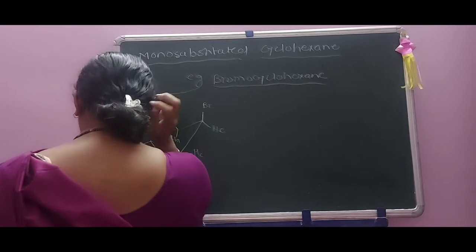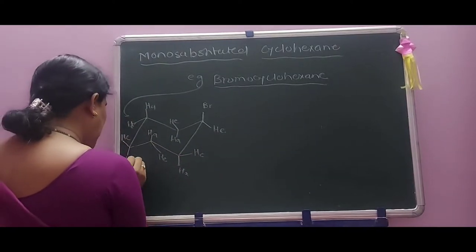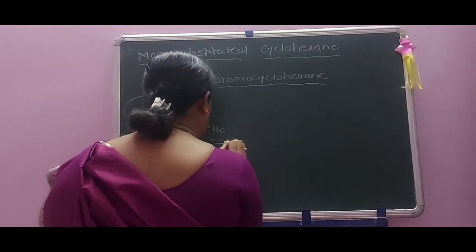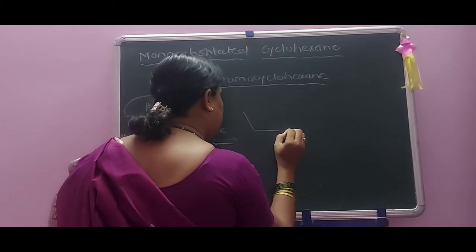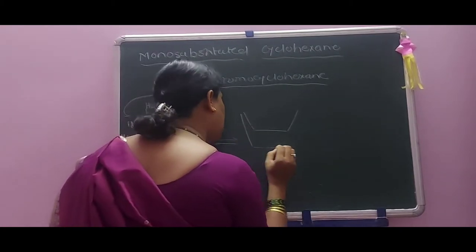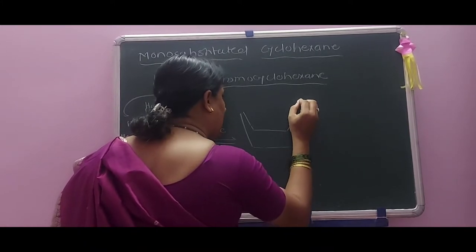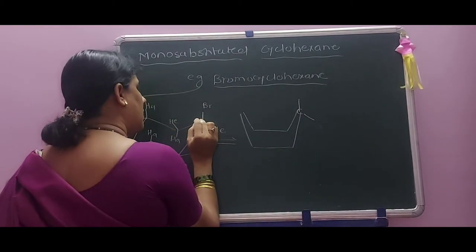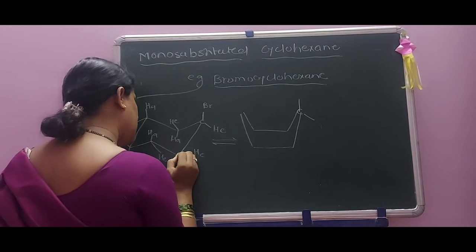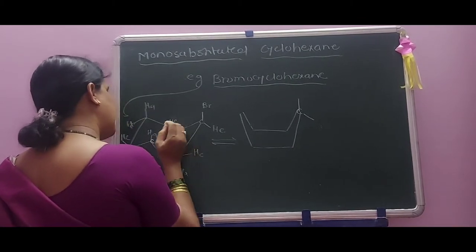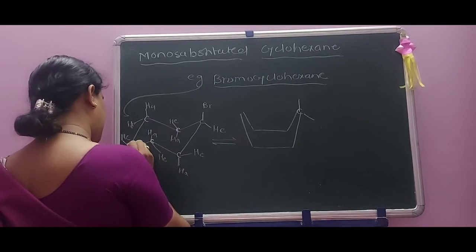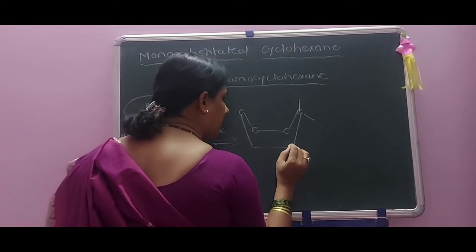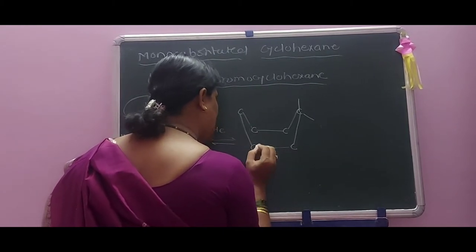Now it converts into a flexible boat, like this here. In between this, we have to draw the carbon atoms: C, C, C, C, C, C.